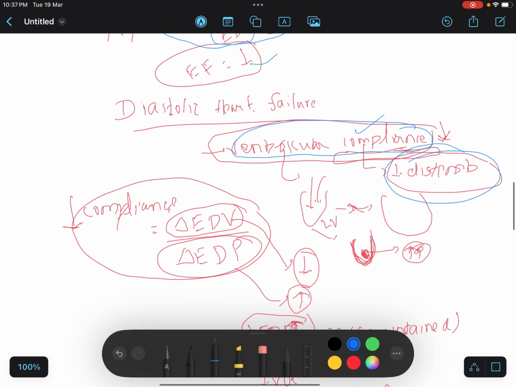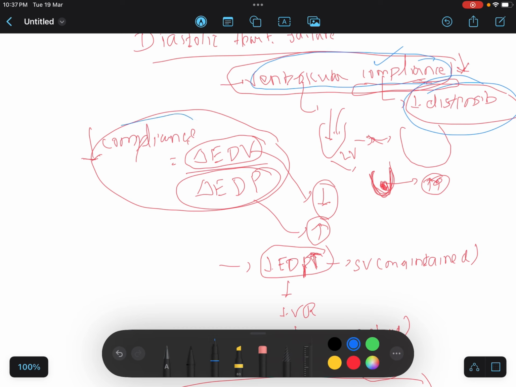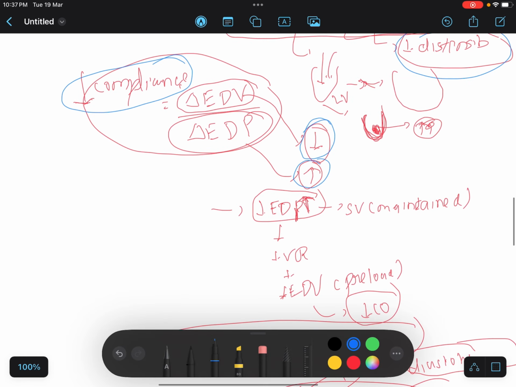There is one formula written here. Compliance is equal to change in end diastolic volume over change in end diastolic pressure. Here there will be decreased compliance. So decreased compliance means increased end diastolic pressure and decreased end diastolic volume. You can understand that with the balloon. In the left ventricle or right ventricle, there will be only a decreased amount of volume, but increased pressure. So it leads to increased end diastolic pressure.